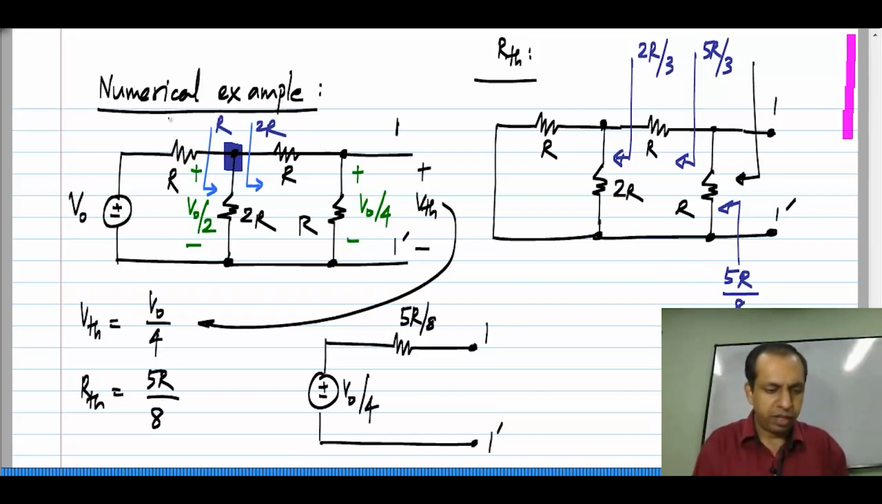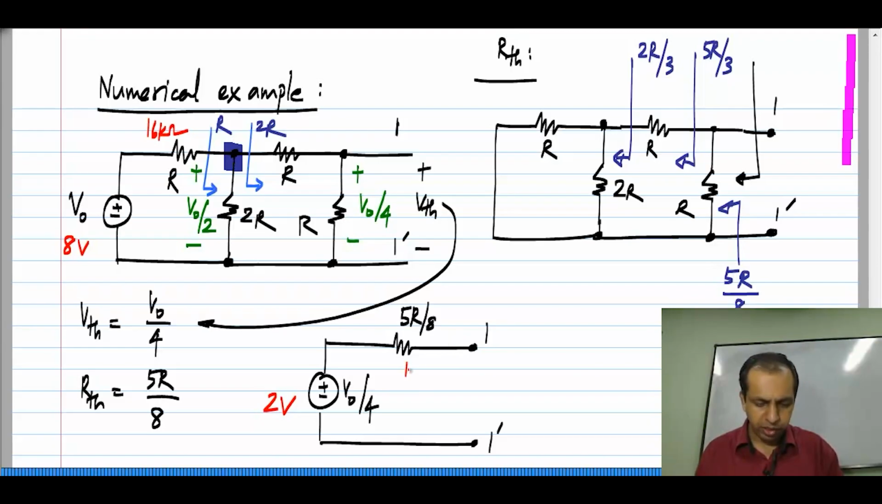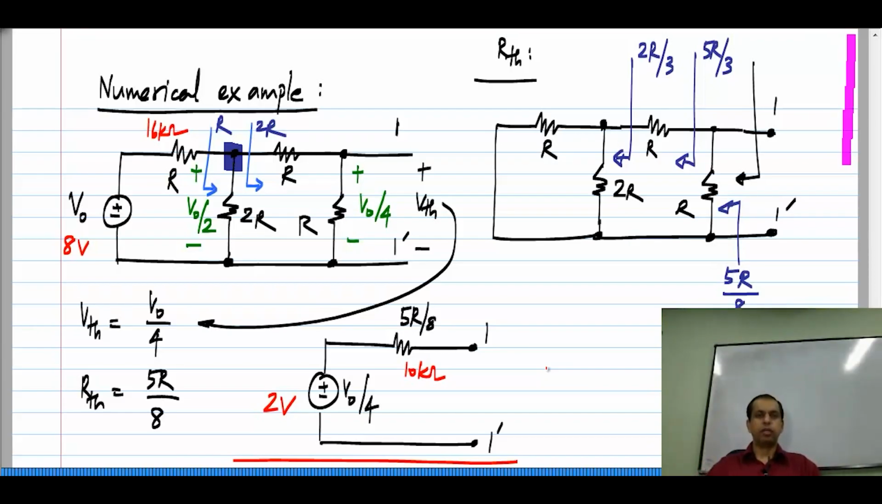Now, if you are given specific values, so let us say V naught was 8 volts and R was 16 kilo ohms, then this would be 2 volts, and this 5R by 8 would be 10 kilo ohms. And you can do this for any circuit that you want. If the circuit is more complicated, the procedure to find the voltage and the resistance may be a little more laborious, but the principle is exactly the same. We can consider another example, this time including control sources.